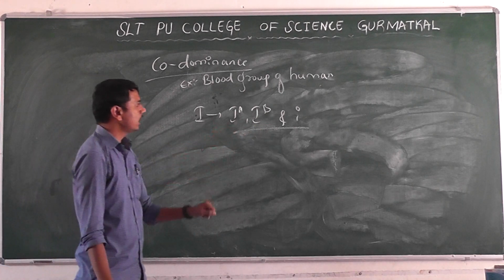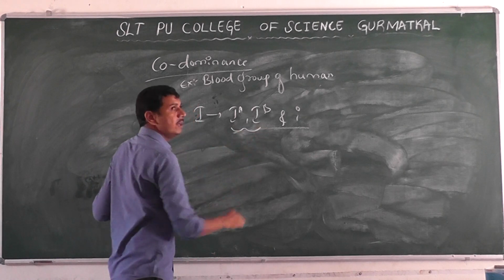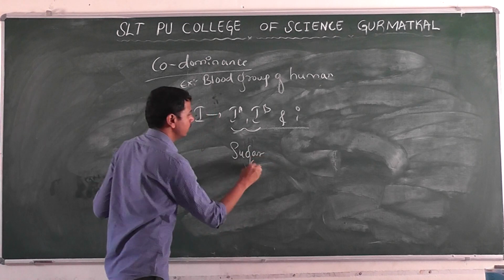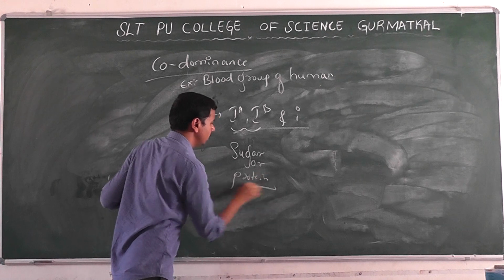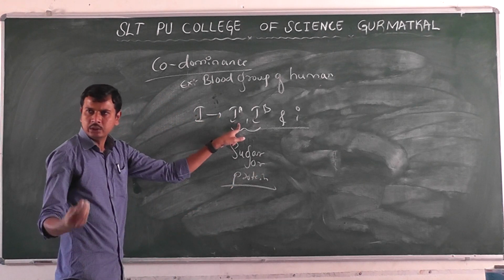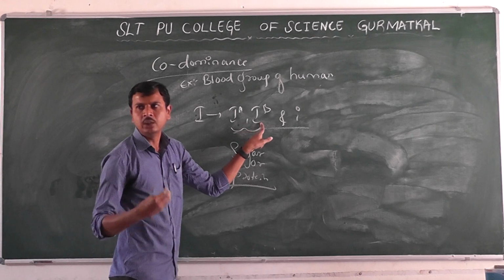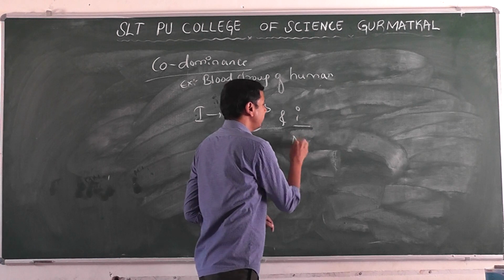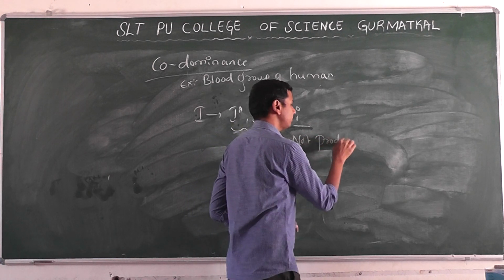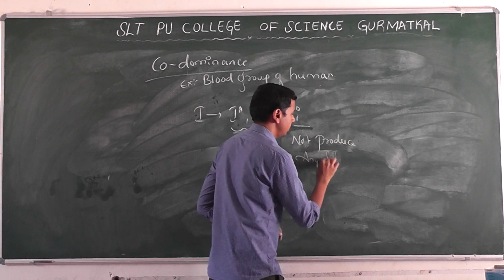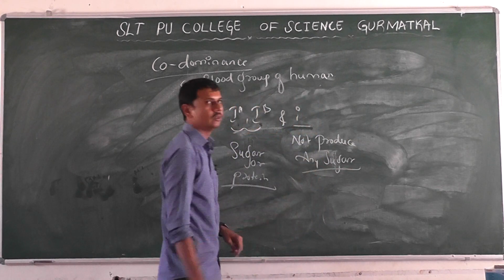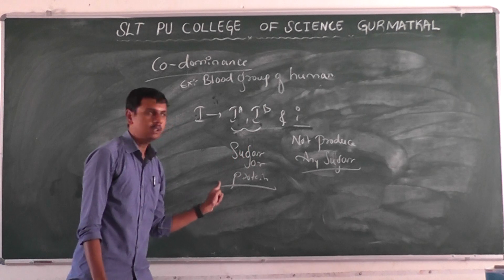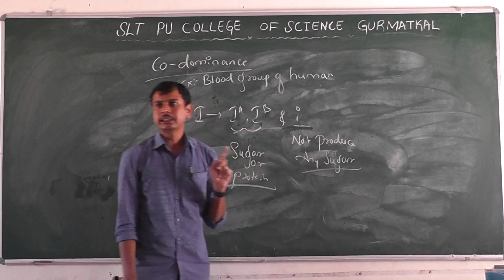So in this case what happens? IA and IB will produce some amount of a sugar, otherwise we also call it a protein. IA will produce one sugar and IB will produce a different type of sugar. The small i will not produce any type of sugar. So this plays an important role. IA and IB produce a sugar and the small i does not.